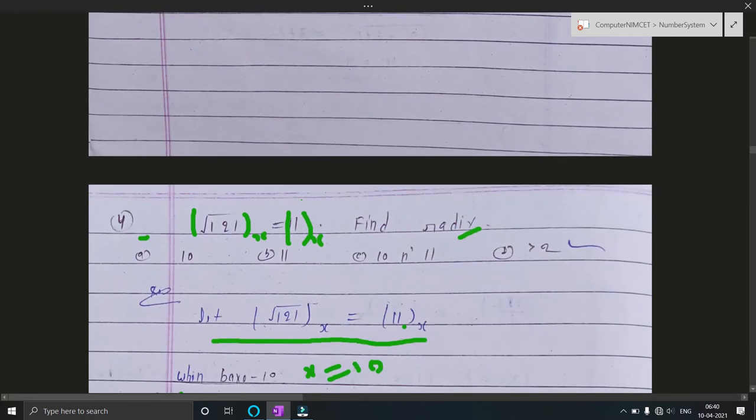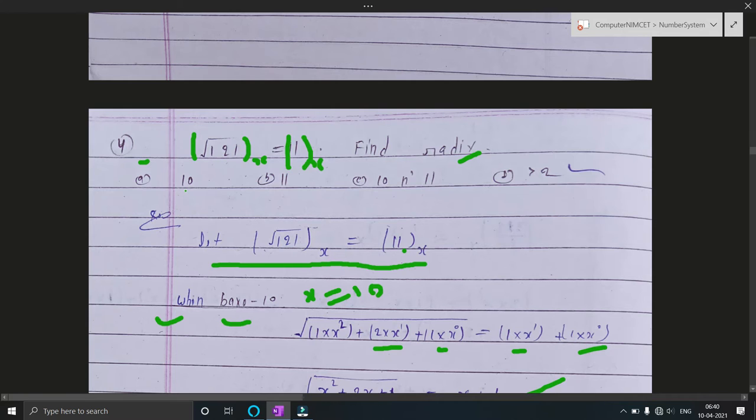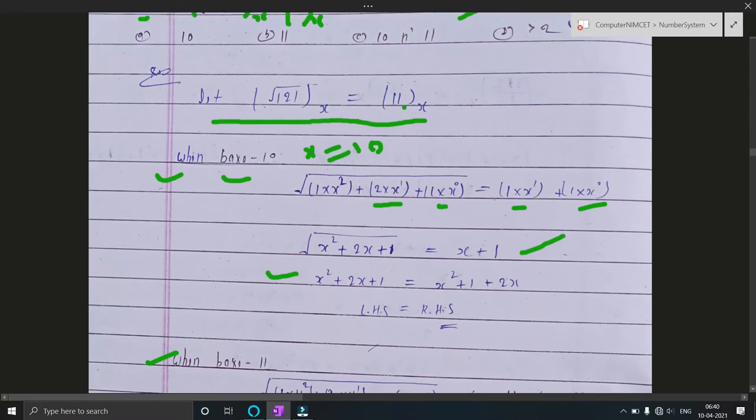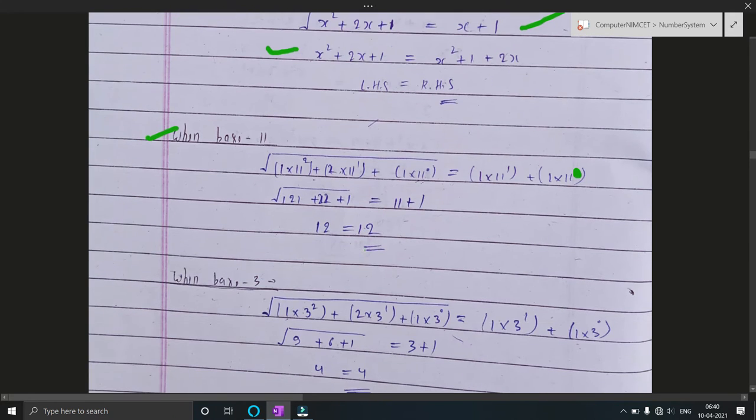So here just have a look. For base 10 it is true, and if base is 11 it is true. So the option can be 10 and 11, but have a look at option D: base is greater than 2. So let's check for any other base greater than 2. If base is 3, let's check for base 3. First convert our equation into decimal. 1 into 3 power 0, 2 into 3 power 1, and 1 into 3 square. Similarly in RHS, 1 into 3 power 0 and 1 into 3 power 1.